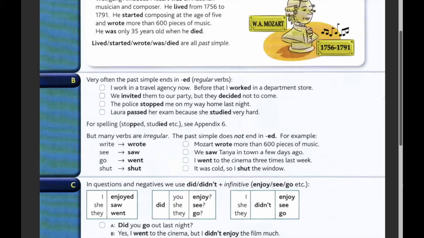So these are some examples of irregular verbs. These are verbs you have to memorize, okay, because they are different from the usual. And the usual is the -ed, okay? It's not the verb keeping the same basic form.